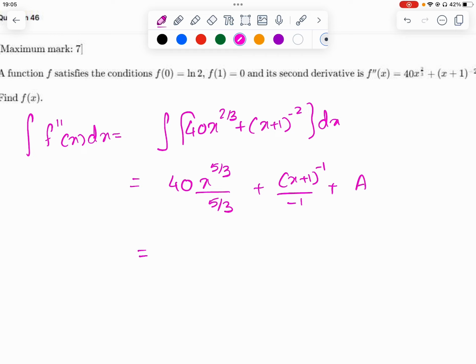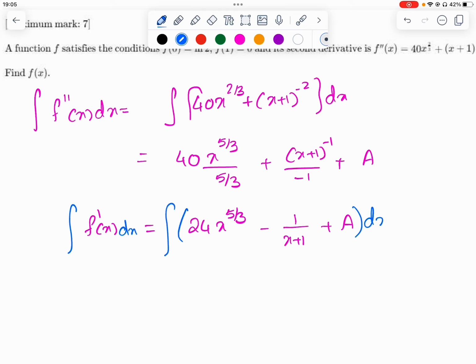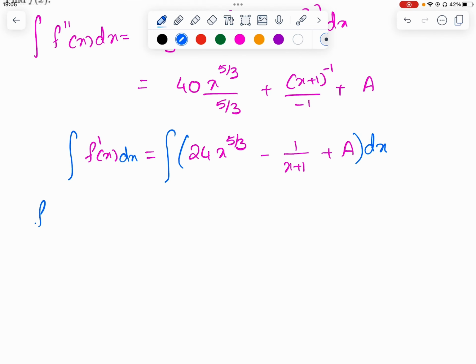So what am I going to get? 120 upon 5 is 24 x power 5 upon 3 minus 1 upon x plus 1 plus a. So this is going to be the first derivative. Now further, when I do the integral of the first derivative, it becomes the function f of x. So f of x equals 24 x power 8 upon 3 upon 8 upon 3, this is ln of x plus 1, and the integral of a is ax plus another constant b.